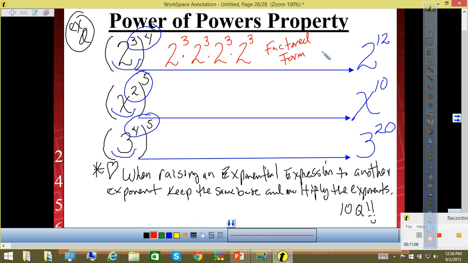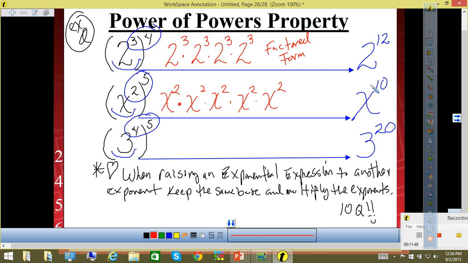And every year I tell the students, when in doubt, factor out. When in doubt, factor out. So check this out. Is it going to work with this? What is inside of the parentheses? X squared. How many times do we repeat that? 5 times: x to the second times x to the second times x to the second times x to the second. Same base. 2 plus 2 plus 2 plus 2 plus 2. Does it work? Yes.